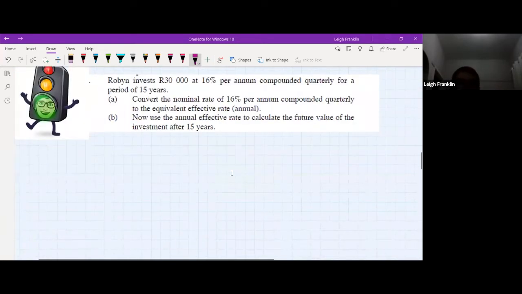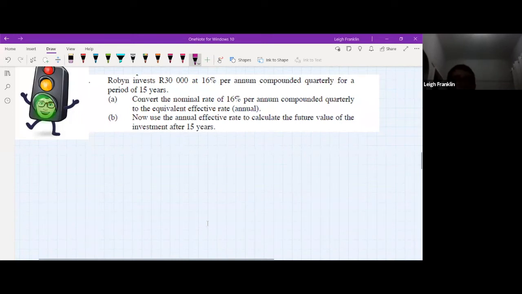So Robin invests 30,000 Rand at 16% per annum compounded quarterly for a period of 15 years. Aha, now here's this nominal and effective interest rates. Convert the nominal rate of 16% per annum compounded quarterly to the equivalent effective annual rate. So, do you guys know what the difference is between a nominal rate and an effective rate? Okay, so some say yes, others say no.